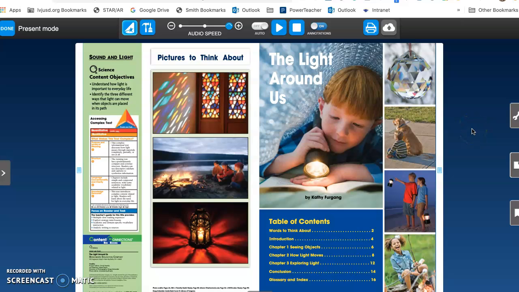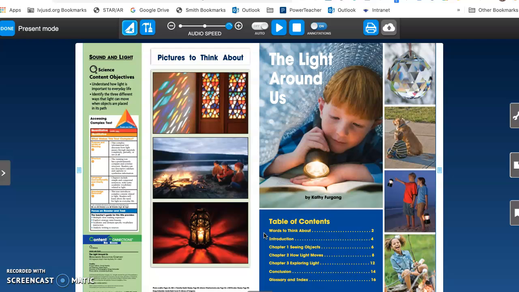Okay, so the first text evidence question that I'm going to ask you is, what does the table of contents in The Light Around Us tell us? You always want to take a look at the table of contents before you read an information book to preview it and think about what the book is going to teach you. So we can see that the table of contents has lots of different parts.